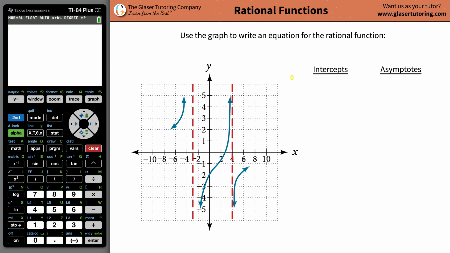My name is Andrew Glaser, and today I would like to teach you how to use the following graph to write an equation for a rational function. All right. So there are two important things we have to focus on: the intercepts and the asymptotes. Let's focus on the intercepts.